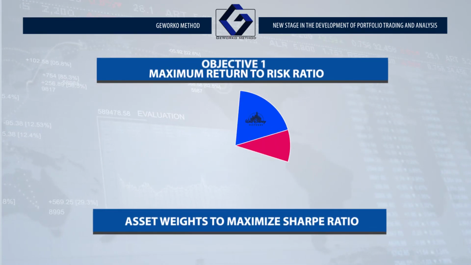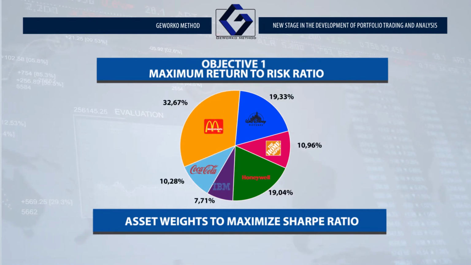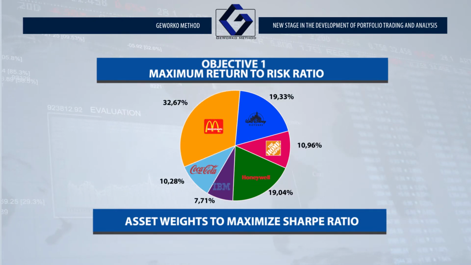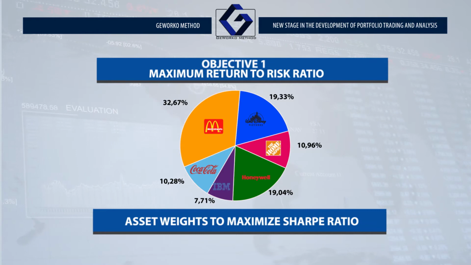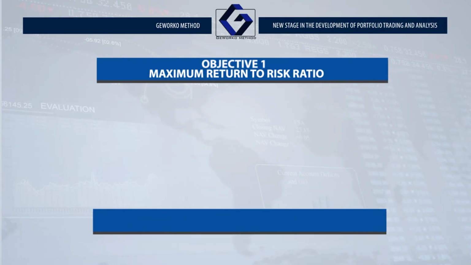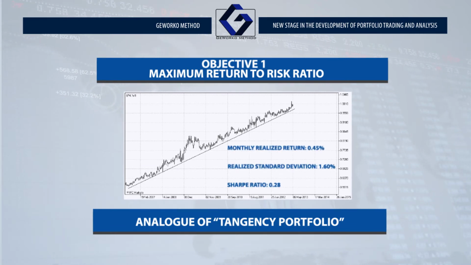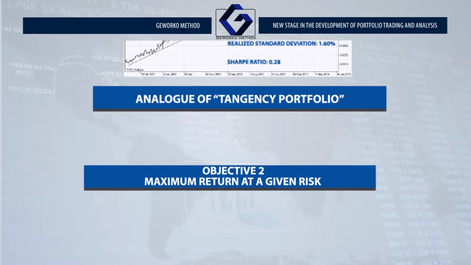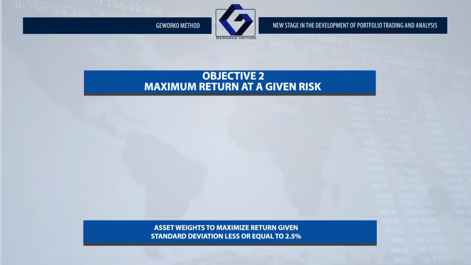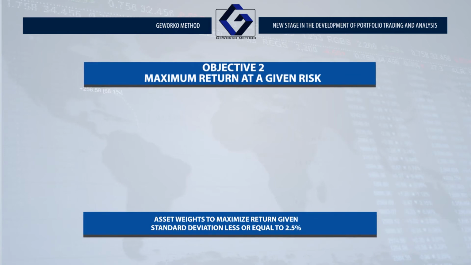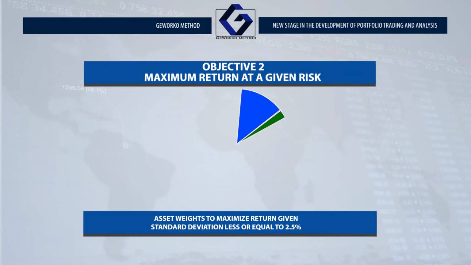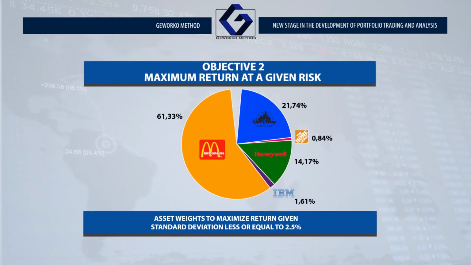The maximum return per unit of risk, also known as the Sharpe ratio, can be considered a criterion for an optimal portfolio. The optimization procedure for the selected stocks leads to the first set of weight coefficients. The portfolio structure known as a tangency portfolio provided the highest realized risk-return ratio among all possible portfolios consisting of the 6 selected stocks, and the chart built with the GeWorko method illustrates its performance in relation to the Dow Jones Index.